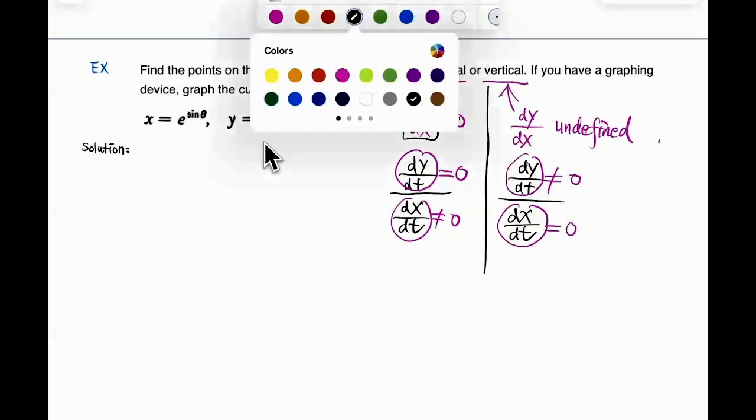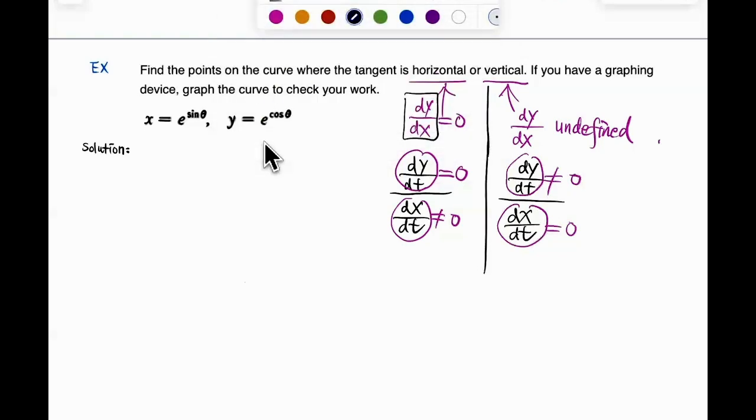Okay, let's write it down. x is e to the sin theta. And then here y is e to the cosine theta. Let's try to find dy. Oh, now I'm not using t. I'm using theta. So let's change that to theta. This will be theta, and this will be theta. So the variable here is theta.